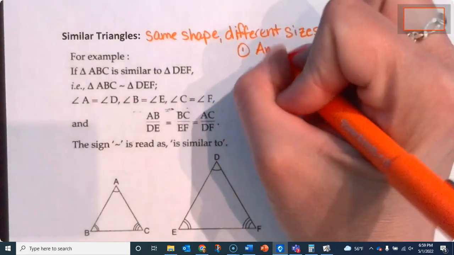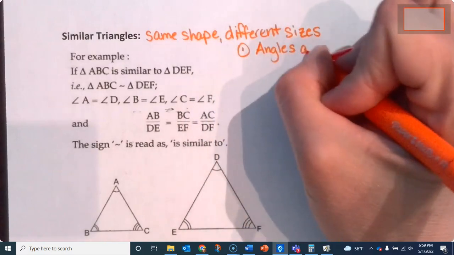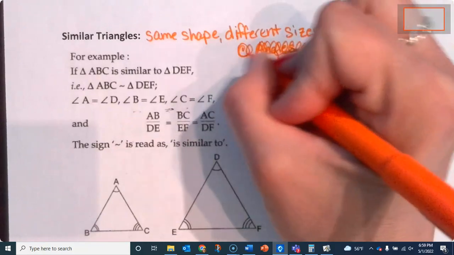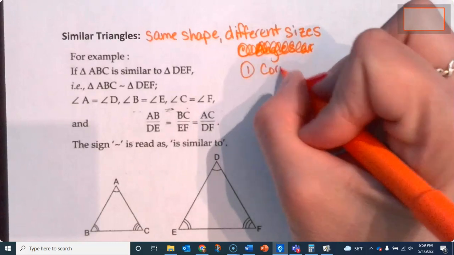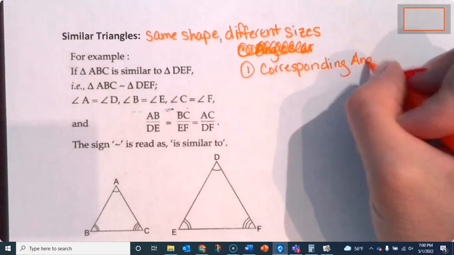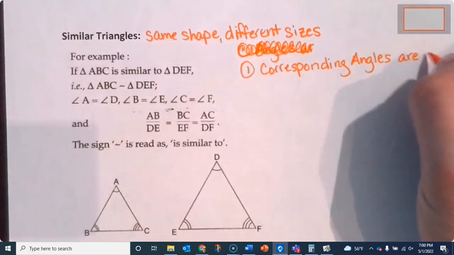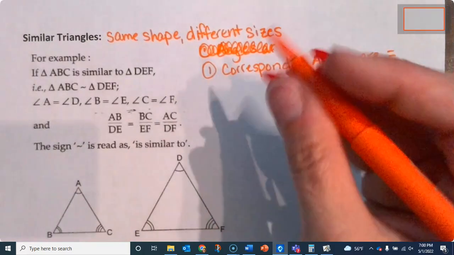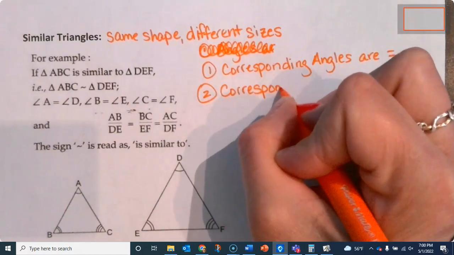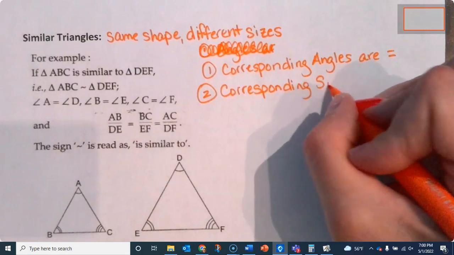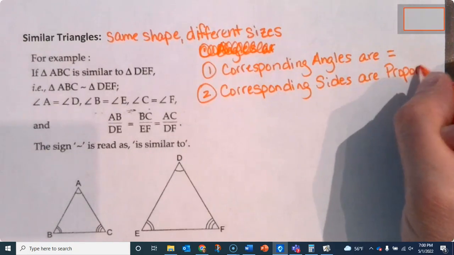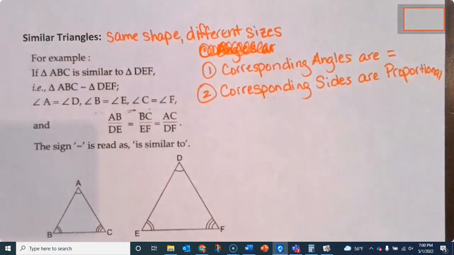So angles are, I should say corresponding angles. Let me rewrite that. So with similar triangles, corresponding angles are equal, and corresponding sides are proportional. Sorry, that came out a little funky.